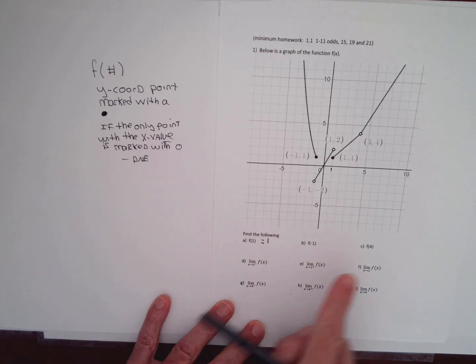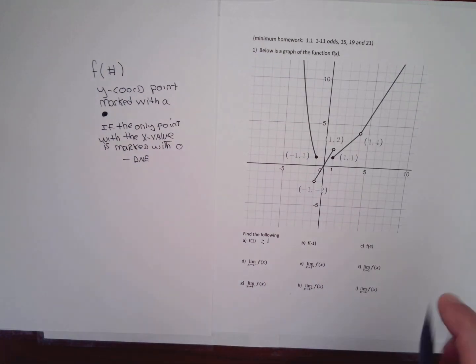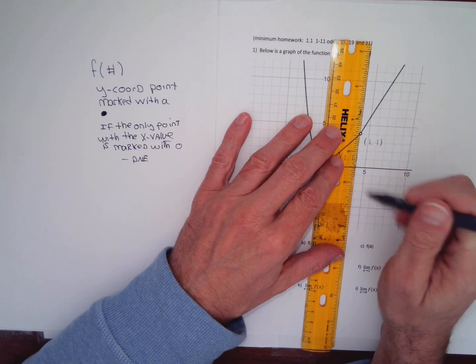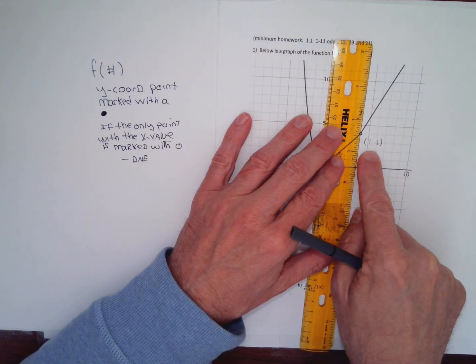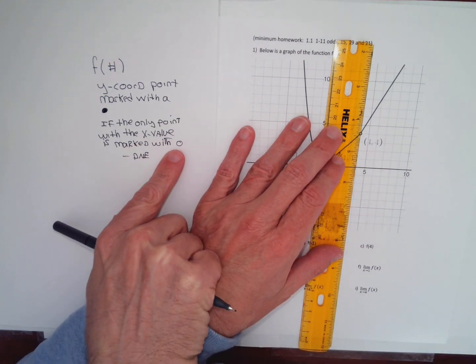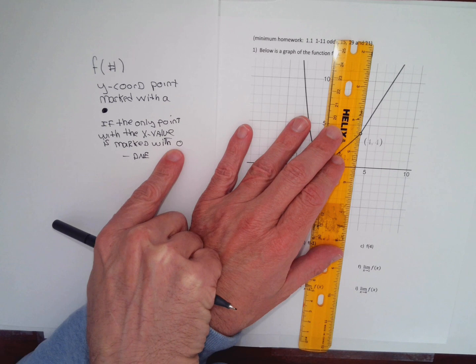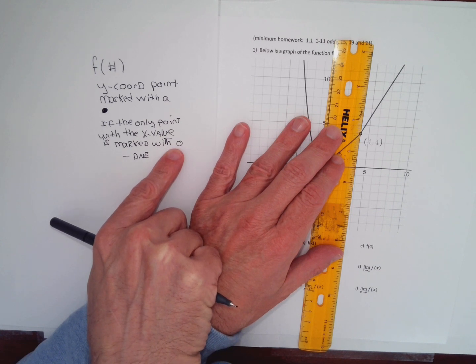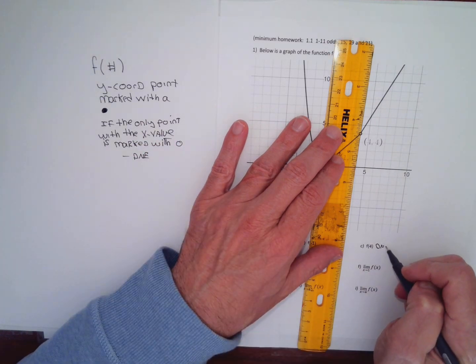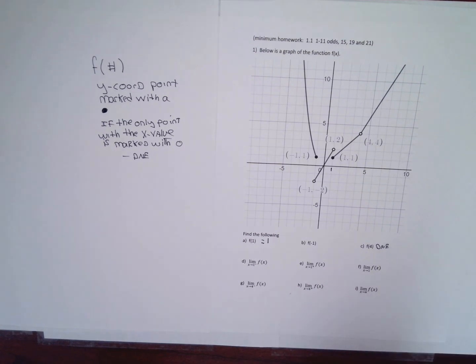If I jump over to f of 4, and I look at my graph, there's only 1 point marked with an x coordinate of 4. And the only point marked with that x value has an open circle. There is no point on the graph that has (4, some number) with a closed circle. This is a DNE. So function values are parts A, B, and C.